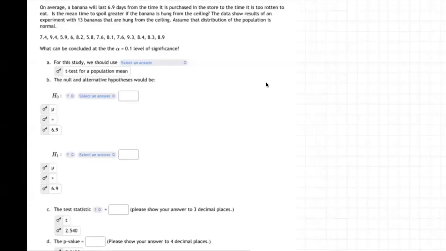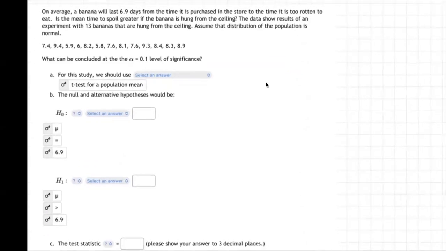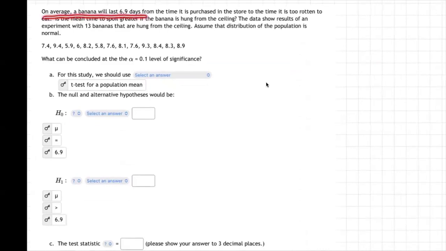Okay, so on this example, it says, on average, a banana will last 6.9 days from the time it is purchased in the store to the time it is too rotten to eat. 6.9 days. Is the mean time to spoil greater if the banana is hung from the ceiling? Does that help it? I think it does. I think we have a little hanger thing my wife bought, so I think that makes them last longer.